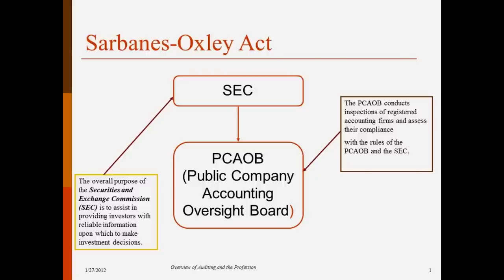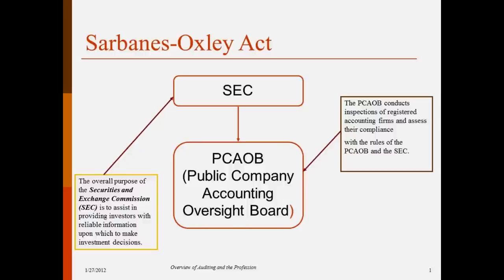The PCAOB, the Public Company Accounting Oversight Board, came about as a result of Sarbanes-Oxley after all of the accounting scandals and auditing failures. The PCAOB is responsible for regulating the accounting profession for those firms who audit public companies. So for the most part on that previous chart, the big four, large national firms, and to some extent the smaller regional firms are going to fall under the purview of the PCAOB. If they audit publicly held companies, they are going to be regulated by the PCAOB. So they have to follow the rules and regulations of the PCAOB.